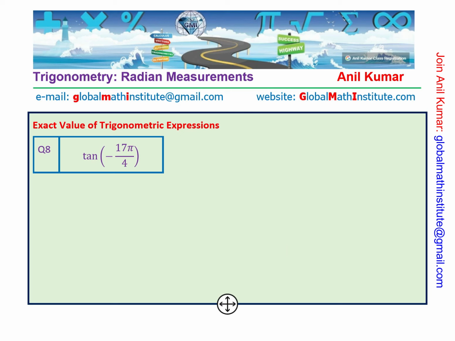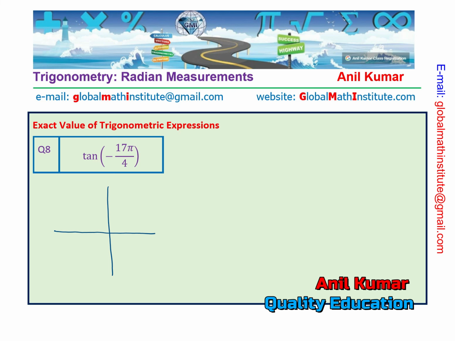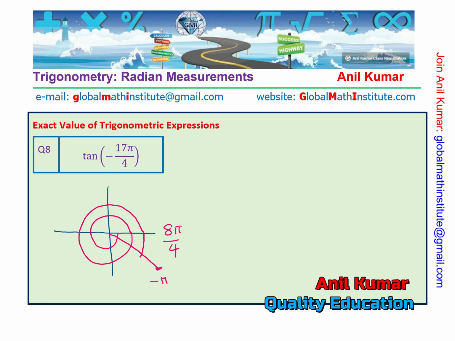Question number 8. We are looking into tan minus 17 pi by 4. Let's understand where we are. Minus means clockwise. One full circle means 8 pi by 4, correct? And another circle will mean 16, and one more means we are here, correct? So that is minus 17 pi by 4, right?